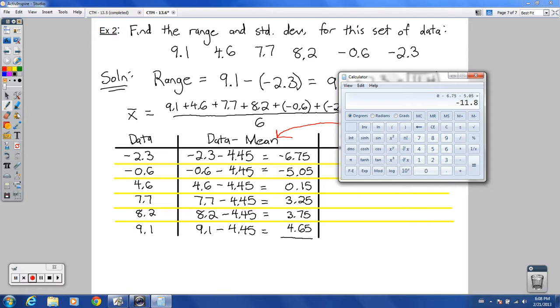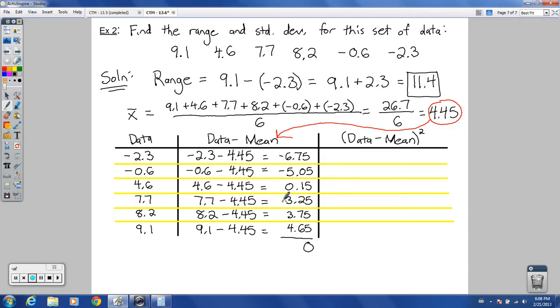5.05. Now plus 0.15 plus 3.25 plus 3.75 and plus 4.65. Does it give me 0? Yes, it does. And so now I can move on a lot more confidently, knowing that these values added up to 0, like they should. So this is my data. Let's circle that part. These are the most important numbers in this column. The rest is just the work.